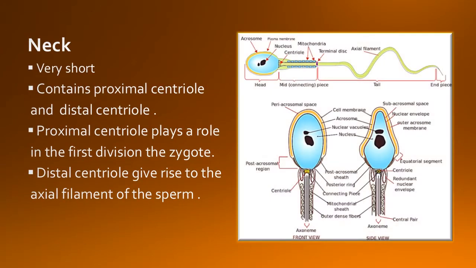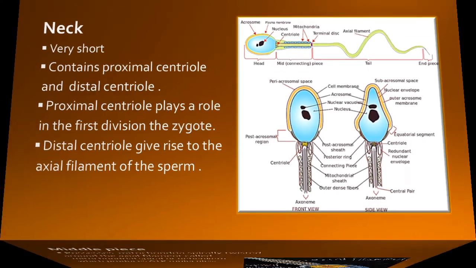The head is followed by a very short neck. It has 2 centrioles. The centriole present at the anterior part of the neck is called the proximal centriole, and the one in the posterior part is called the distal centriole. The proximal centriole plays a vital role in the first mitotic division of the zygote. On the other hand, the distal centriole produces the axial filament that is present at the center of the sperm.